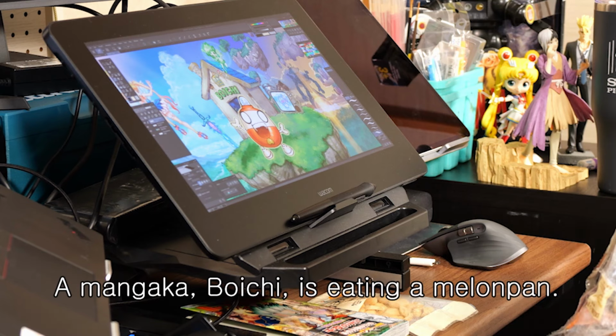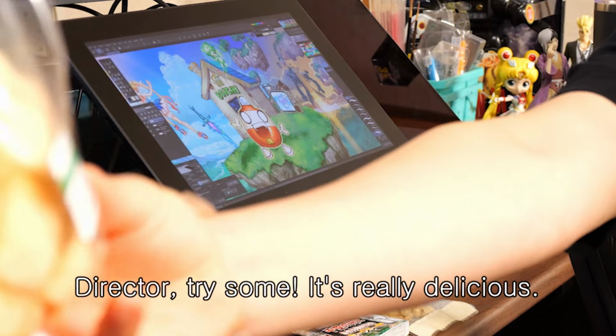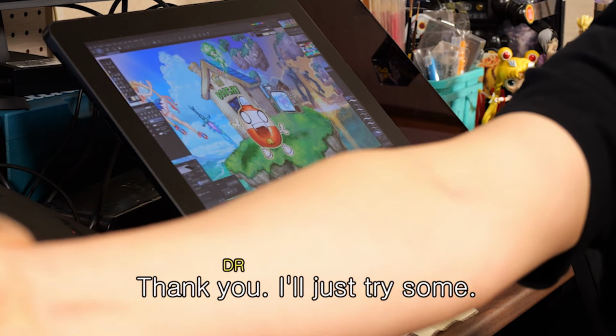A mangaka, Boichi, is eating a melon pan. This melon pan is delicious. Hey, Mr. Director, try some. It's really good. Thank you.